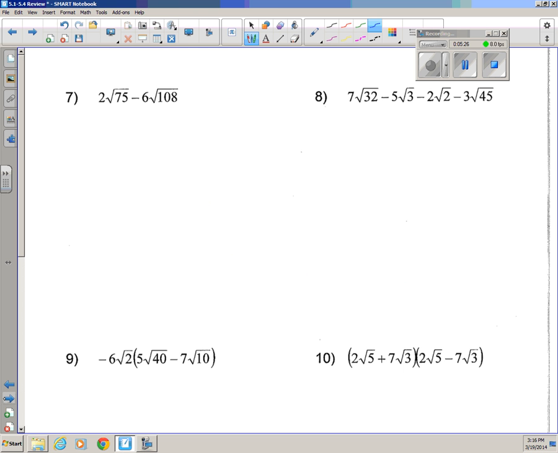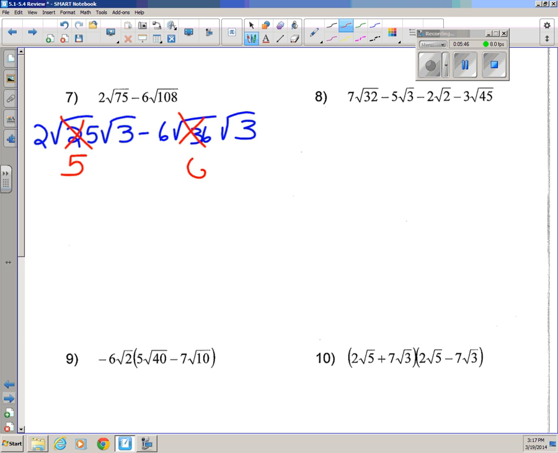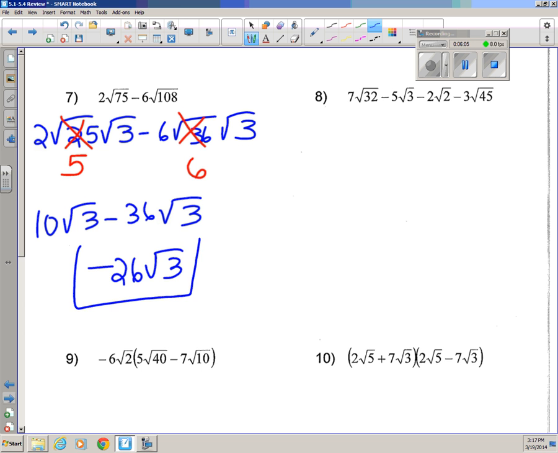Seven. 2 radical 75 minus 6 radical 108. Well, radical 75 becomes 2 rad 25 rad 3. 108 becomes minus 6 rad 36 rad 3. Perfect square, 5 comes out. Perfect square, 6 comes out. I've got 10 radical 3 minus 12 radical 3, which ends up, sorry, not minus 12. Don't add them. Don't do what I just did. Don't add those guys. Minus 36 radical 3, which becomes negative 26 radical 3.